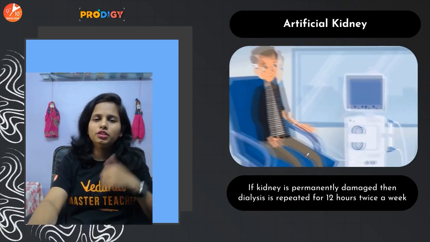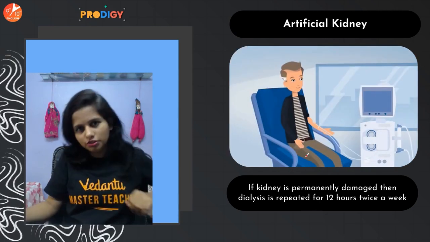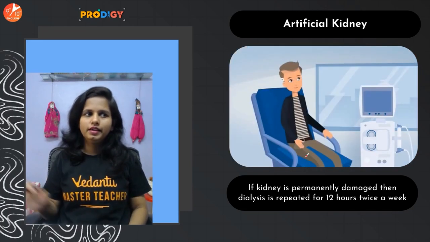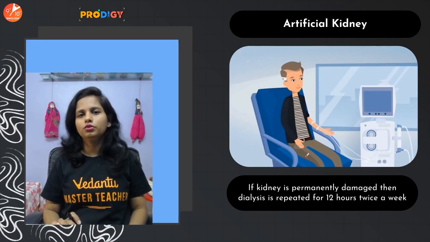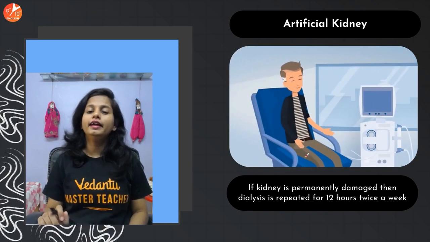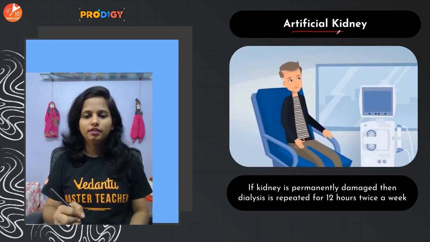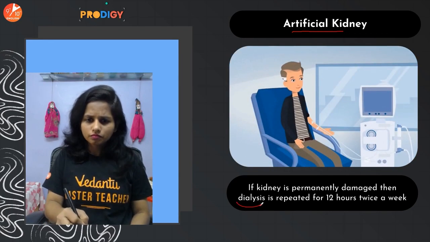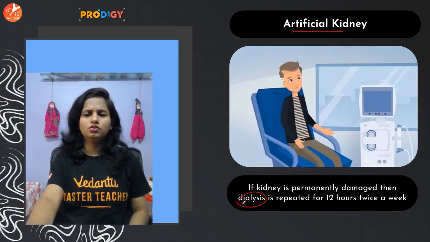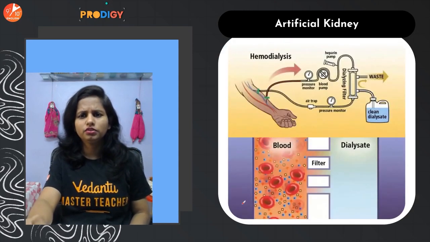Now many a time, due to injury, infection and restricted blood flow, our body cannot remove nitrogenous waste. These waste products begin to accumulate in our body, and if not removed, we know that it can cause severe damage. It may even lead to death. At that time, an artificial kidney helps. Elimination of this nitrogenous waste using an external machine is what we call an artificial kidney, or dialysis, or hemodialysis.